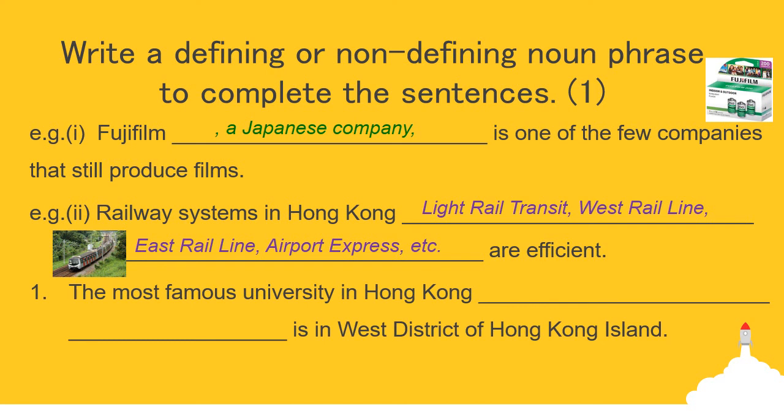So here is sentence one. The most famous university in Hong Kong, blah, blah, blah, is in West District of Hong Kong Island. Although the answer might be quite obvious, I would still like you to try. You will have 1 minute for this question. You may now start.